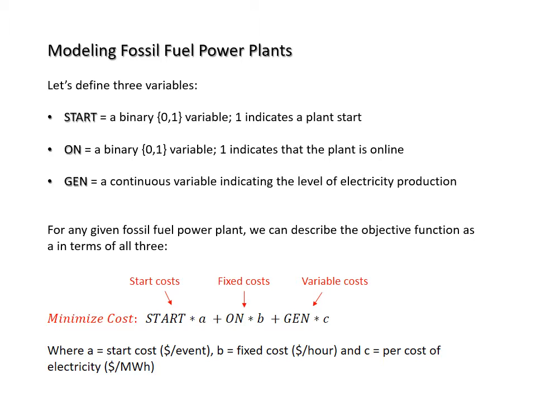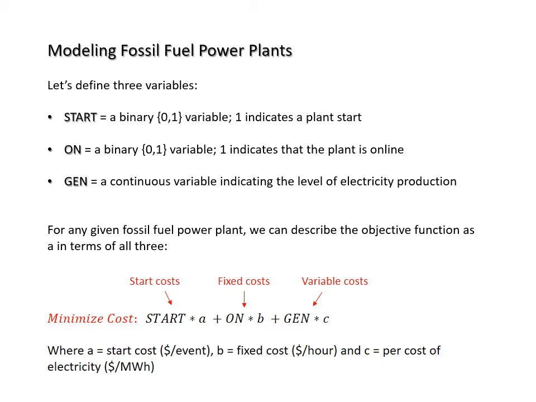If we're trying to minimize, let's start with an easy example. Let's say our objective function is not necessarily to meet electricity demand per se, given a whole portfolio of power plants. Let's just look at one power plant. So our objective function at first is just to minimize the cost of producing electricity at one power plant. There's three components to that: the start costs, fixed costs, and variable costs. The start is a 0-1 variable, on is a 0-1 variable, and the variable cost, or gen, the amount of actual electricity that's produced, is a continuous variable.